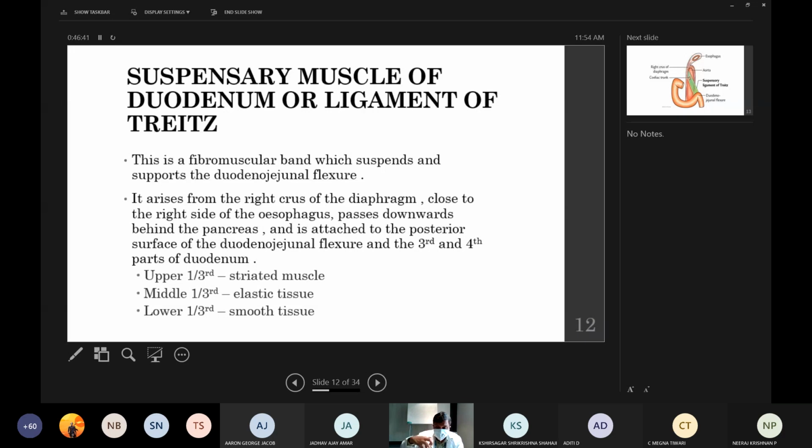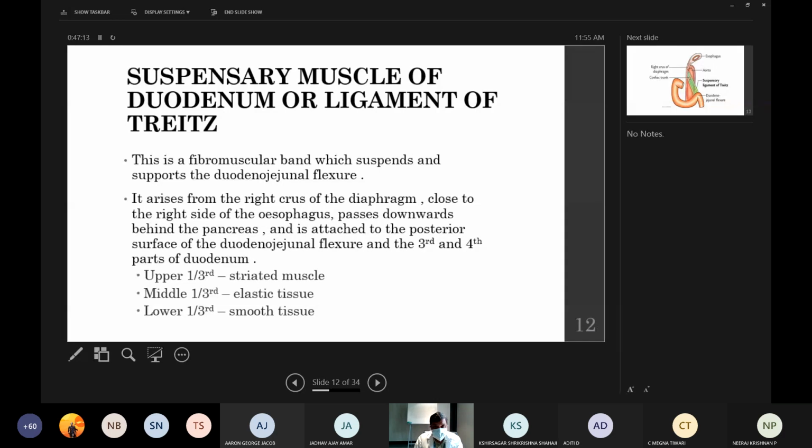The duodenojejunal flexure is supported and suspended by a fibromuscular band. This fibromuscular band extends from the right crus of the diaphragm. It arises from the right crus of the diaphragm, close to the right side of the esophagus, passes downwards behind the pancreas, and is attached to the posterior surface of the duodenojejunal flexure and the third and fourth parts of the duodenum.